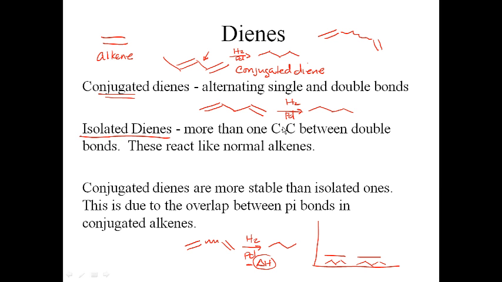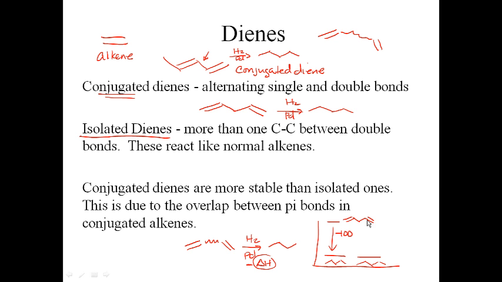And then when they reacted the isolated diene, they got, I don't know, I'll just make up a number. I am just making up a number. Let's say they got minus 100 kilojoules. They got minus 100 units. So that was with the isolated diene.